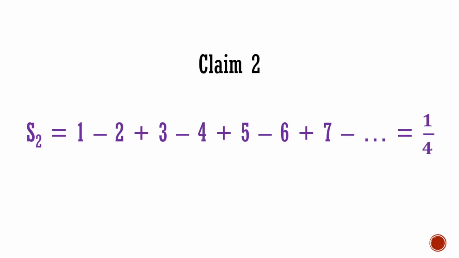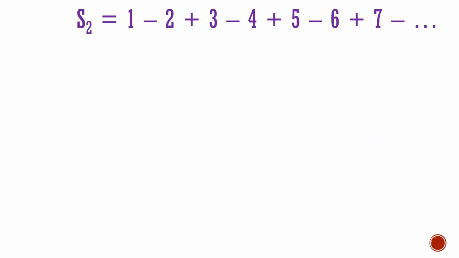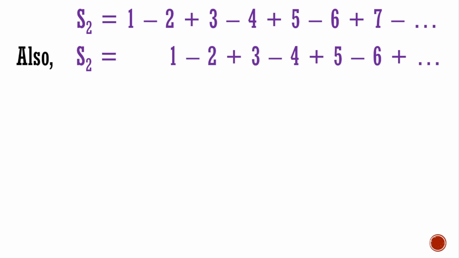Now my second claim is that S2, the sum of the series 1 minus 2 plus 3 minus 4 plus 5 minus 6 plus 7 and so on, is 1 by 4. So we have S2 equal to the series. We can write S2 in this way, so that the first term of the series is under the second term and so on.